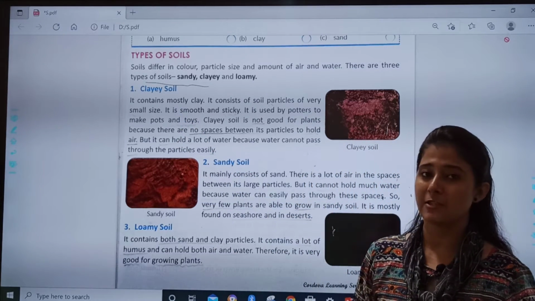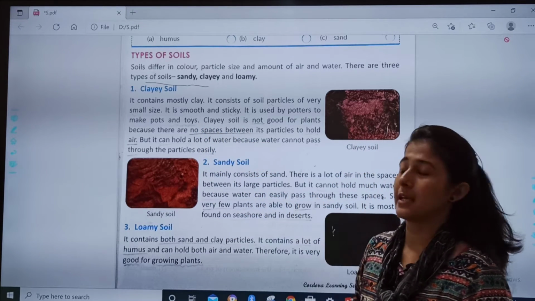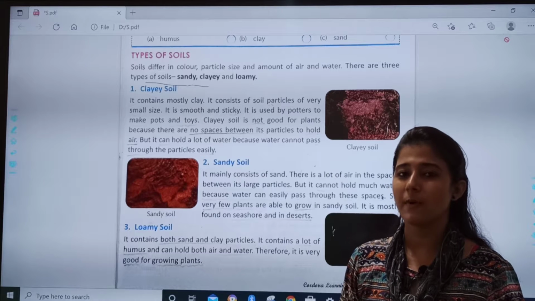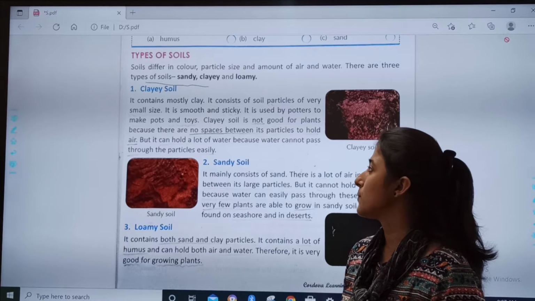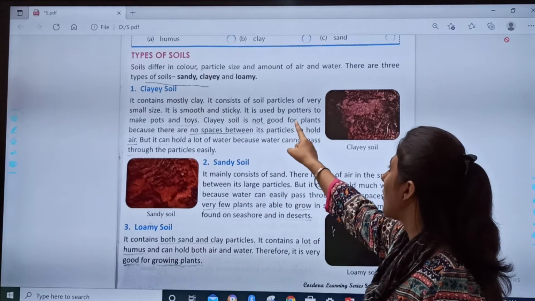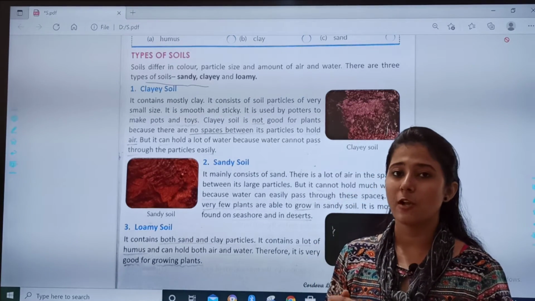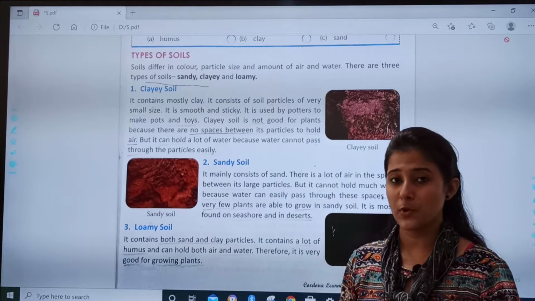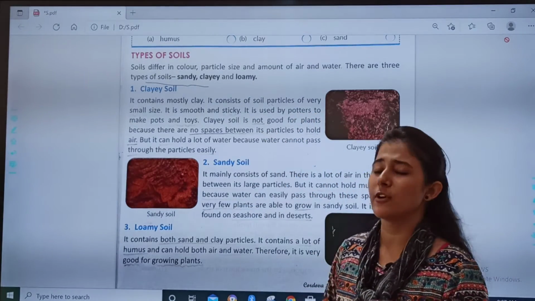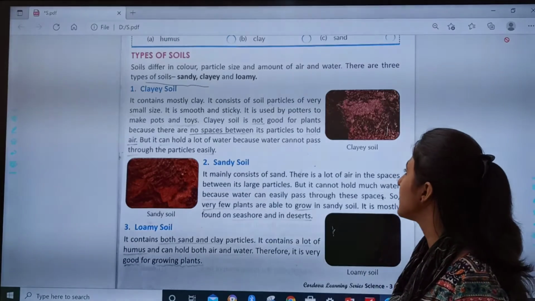Now what is clay soil? It contains mostly clay. अब नाम clay soil है तो उसमें clay होगा, right? Easy to remember. It consists of soil particles of very small size. अब clay soil में क्या होता है? Consist means what is present in it. So it consists of very small soil particles.